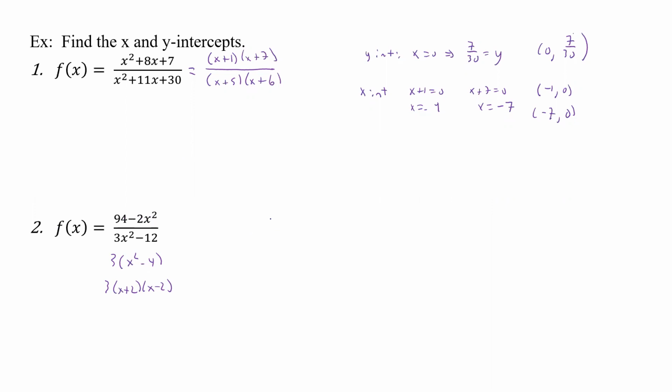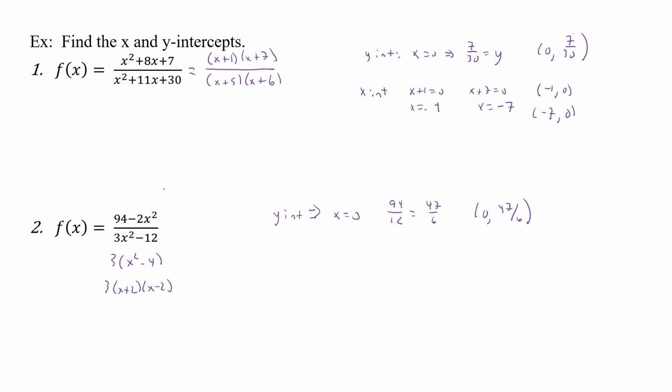And so our y-intercept is going to be x equals 0. So if we plug in 0 here, we get 94. Here we get 12. So it's going to be 94 over 12. And so that gives us a number. Let's see, what does that give us? 94 divided by 12. Put that in reduced fraction form. That's going to be 47 over 6. I guess it only divides out one thing. And so we get the point 0, 47 over 6.